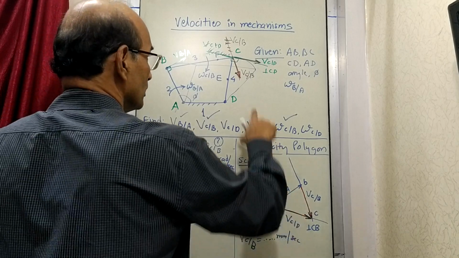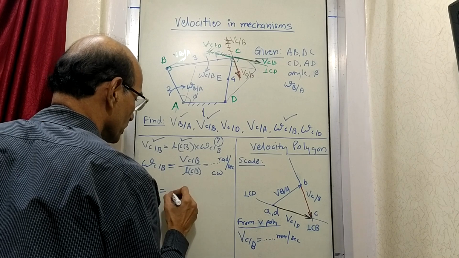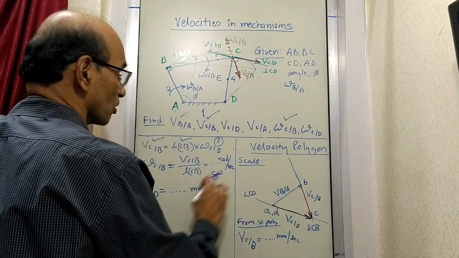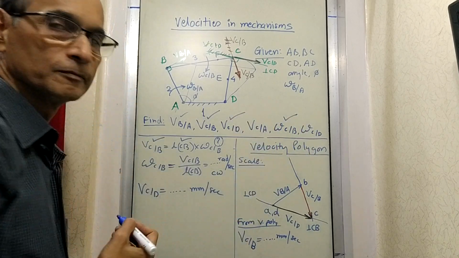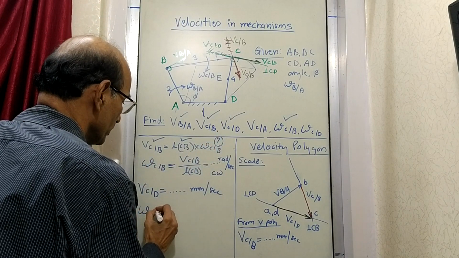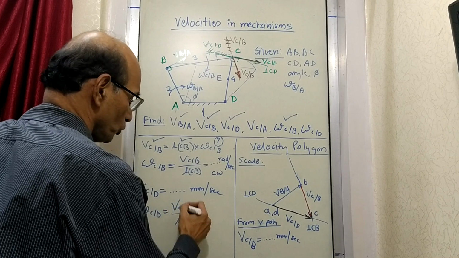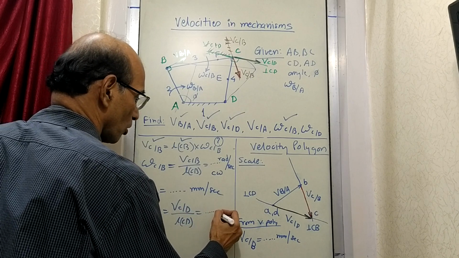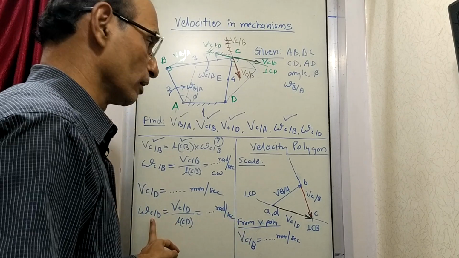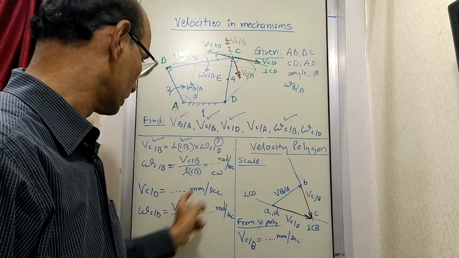Now the other thing is this vector, velocity of C related to D. So velocity of C related to D is equal to, you measure this, convert by scale and get the answer. Similarly, the angular velocity is equal to velocity upon length. Both of them you know, so you can get the answer of angular velocity in radians per second. And the direction of this angular velocity of C related to D will depend on this vector.